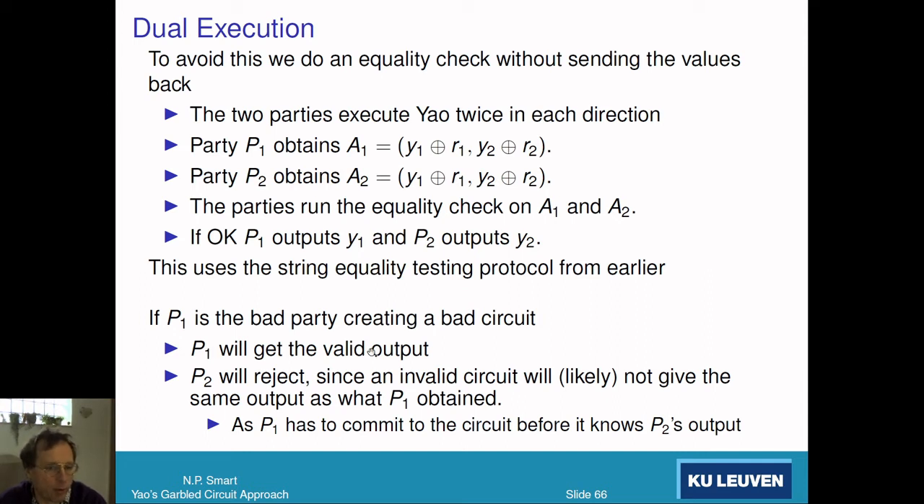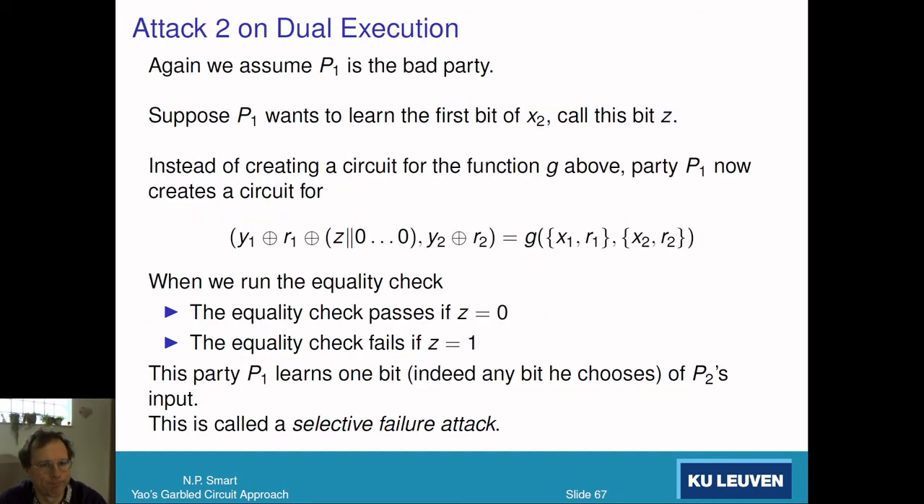Okay, so if P1 is the bad party creating a bad circuit, P1 will get the valid output, but P2 is going to reject, since an invalid circuit is likely not going to give the same output as what P1 obtained. And P1 has to commit to this circuit before it knows P2's output. So we kind of have a protection. We seem to have solved the main problem in the original Yao's protocol, in that you could lie about the circuit.